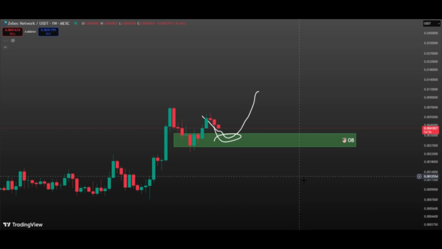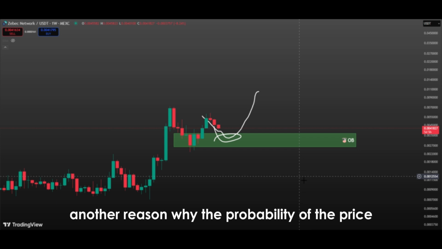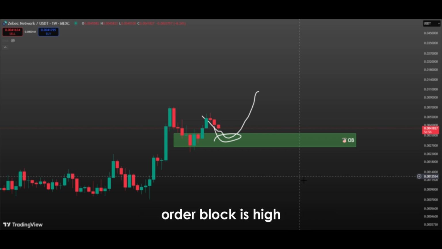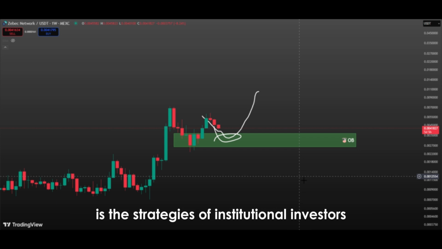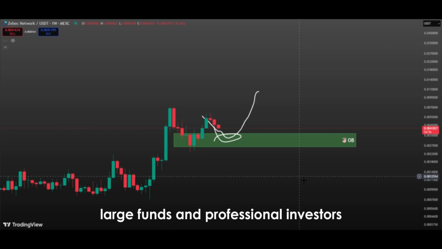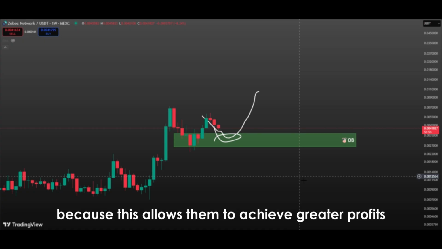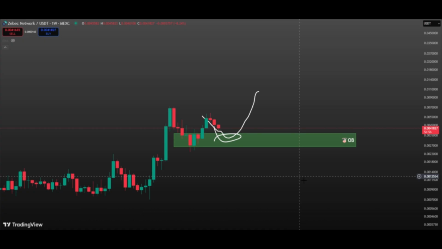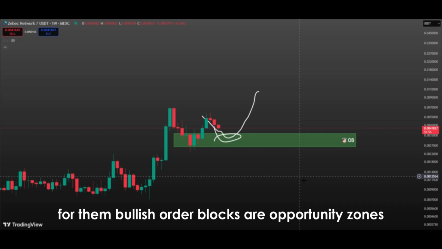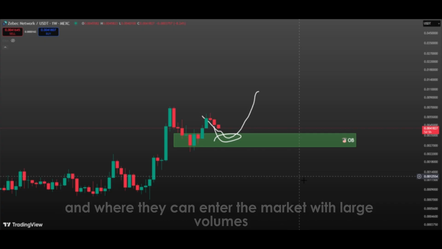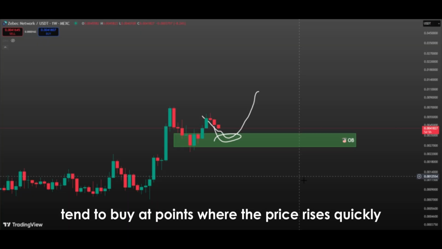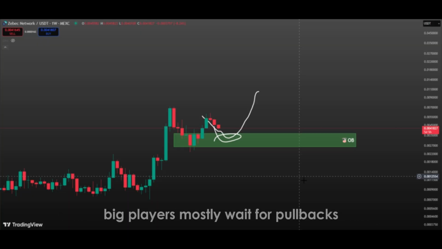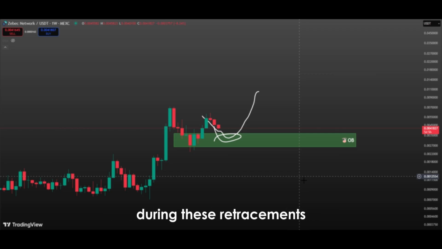Another reason why the probability of the price bouncing from the bullish order block is high is the strategies of institutional investors. Large funds and professional investors usually prefer to buy at lower levels because this allows them to achieve greater profits. For them, bullish order blocks are opportunity zones where liquidity is high and where they can enter the market with large volumes. While small investors tend to buy at points where the price rises quickly, big players mostly wait for pullbacks and target bullish order blocks during these retracements.